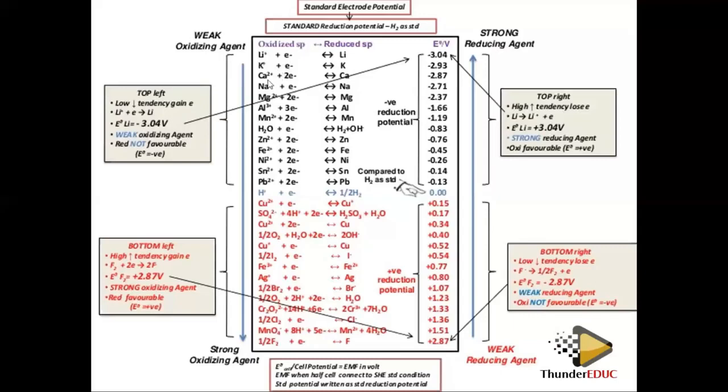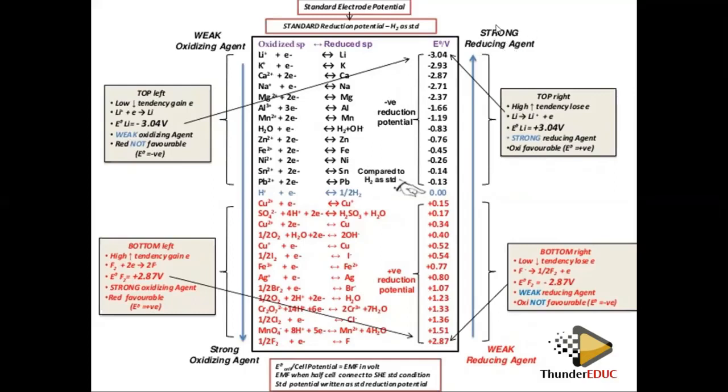So we shall say that the anode is what? Is oxidized. Therefore, it's a strong reducing agent. So that's why you see that as you go up, the reducing agent increases in strength. As you go up, it becomes stronger and more reactive. It more easily releases the electrons. So it becomes a strong reducing agent.